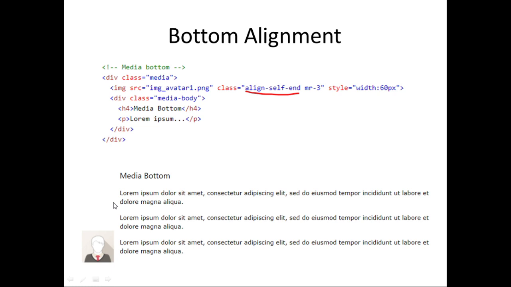Now what if we want to place the media object at the bottom? You notice here again, it's the bottom. The same, we have the media container. Then we have the image and media body, but in our image now, we use the class align-self-end, to place the image at the bottom of the media container.